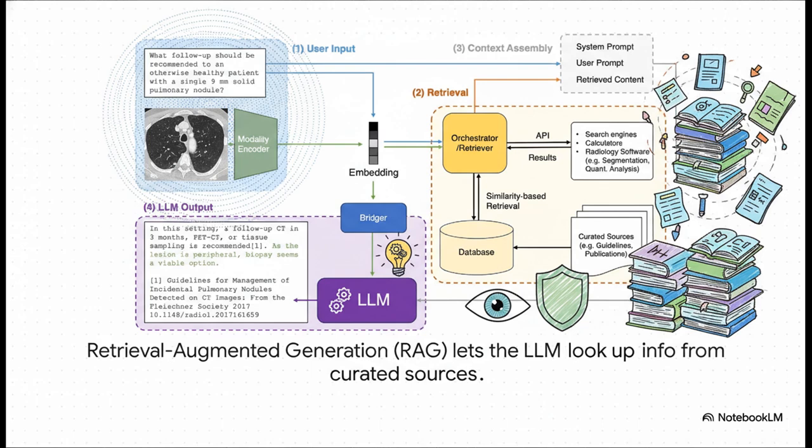Instead of just relying on the data it was trained on, RAG lets the model go and look up information from a private, approved database, like the latest medical guidelines, before it gives you an answer. It's basically like giving the AI an open book test, where the only books allowed are the ones you fact-checked.